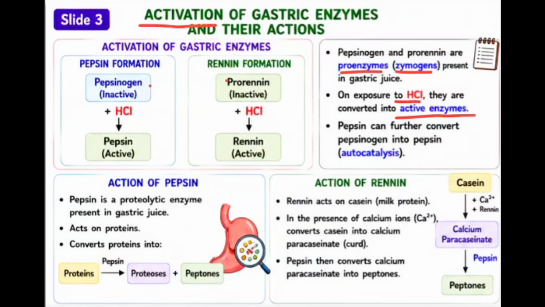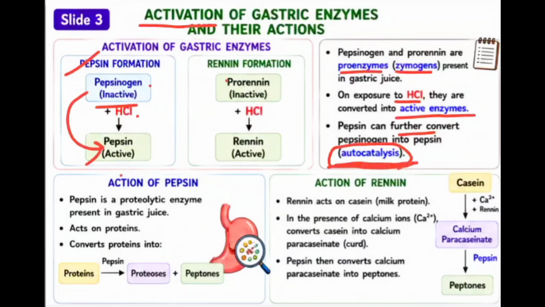Let us see how. First, let us see pepsin formation. Pepsinogen is an inactive enzyme. When it comes into contact with hydrochloric acid, it gets converted into active pepsin. And interestingly, once some pepsin is formed, it can activate additional pepsinogen molecules. And this process is known as autocatalysis. Therefore, pepsinogen plus HCl produces pepsin, and pepsin helps to produce even more pepsin.